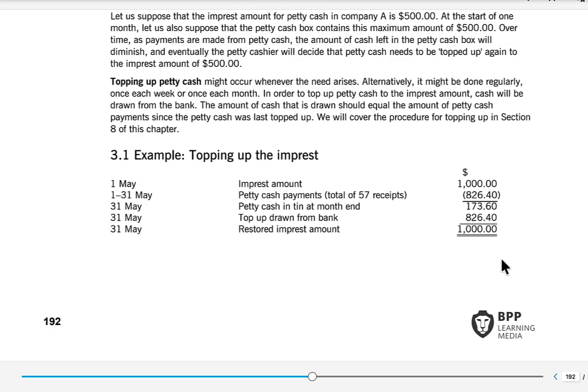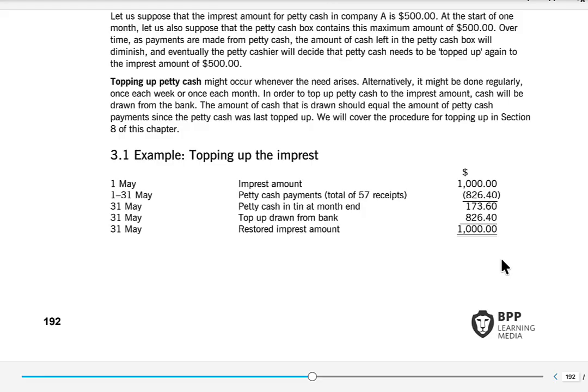Now let us calculate the top up. The top-up is the amount we must bring in from the bank to restore the float back to $1,000. Top-up amount equals imprest amount minus cash left in the tin. So we do it like this. Imprest amount, $1,000. Cash left in tin, $173.60. Top-up needed, $826.40. So the check that we draw from the bank must be for $826.40.